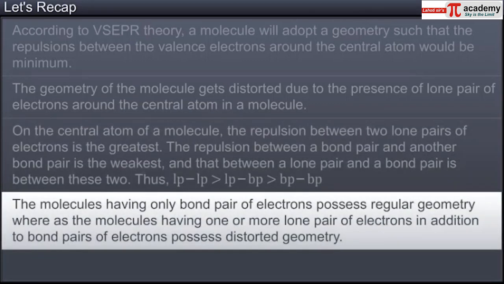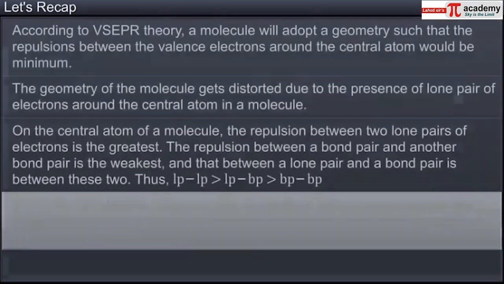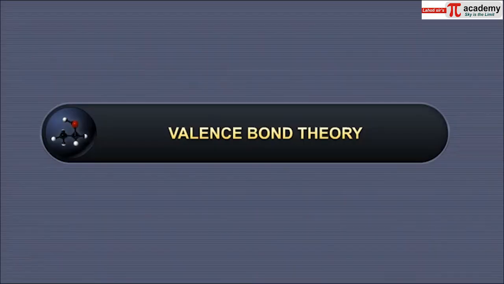The molecules having only bond pair of electrons possess regular geometry, whereas the molecules having 1 or more lone pair of electrons, in addition to bond pairs of electrons, possess distorted geometry. In this module, you will learn about the valence bond theory.